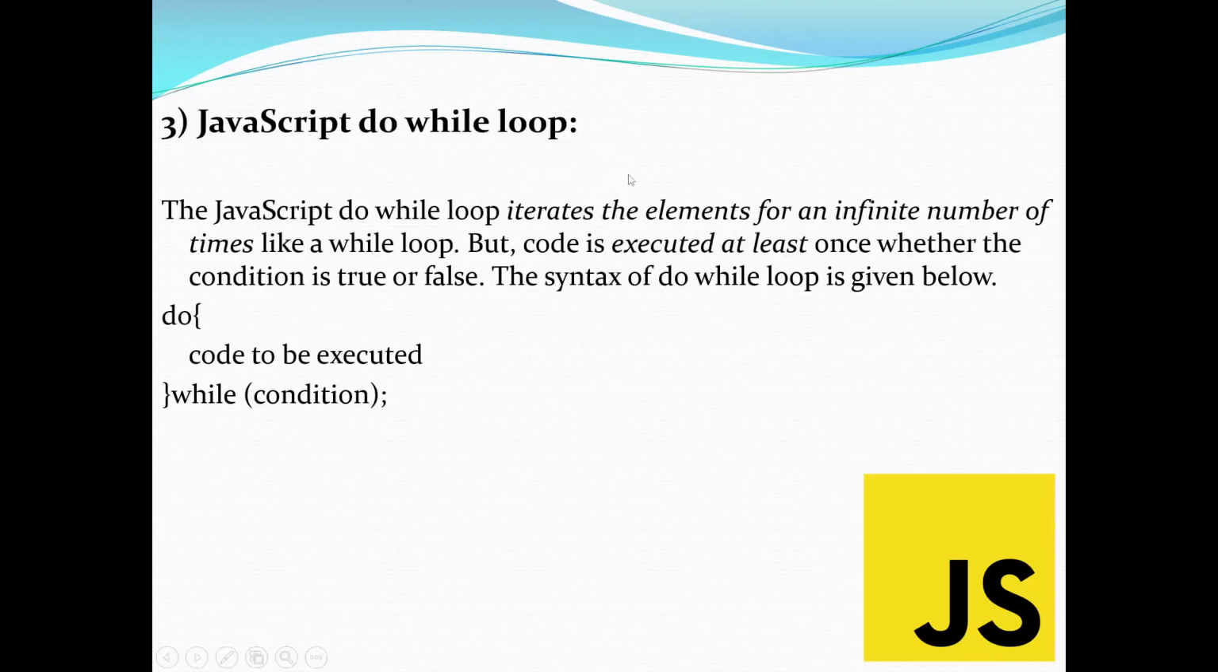Now in the JavaScript do while loop, it is used to iterate for an unknown number of times, like we do in the while loop. But the code gets executed at least once, whether the condition is true or false. Even if the condition is false, it is going to get executed.